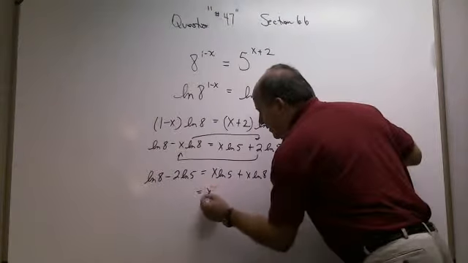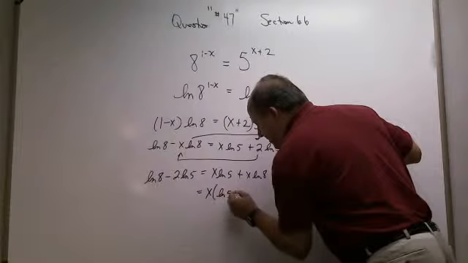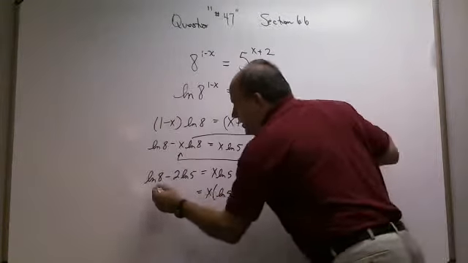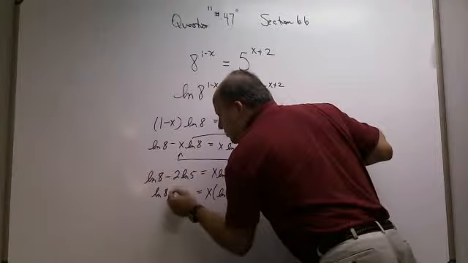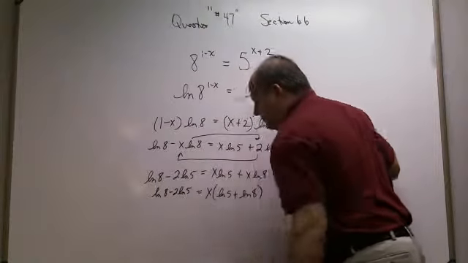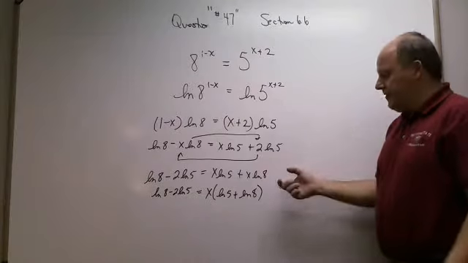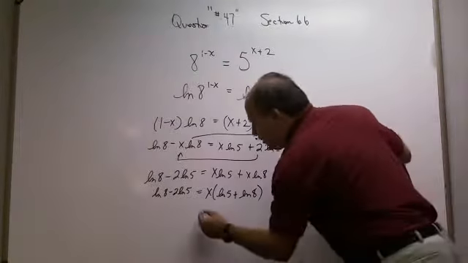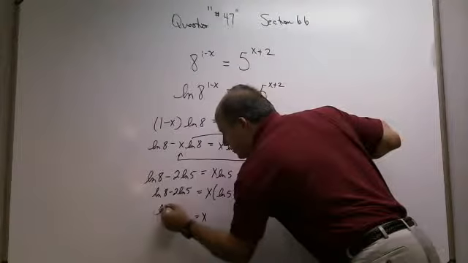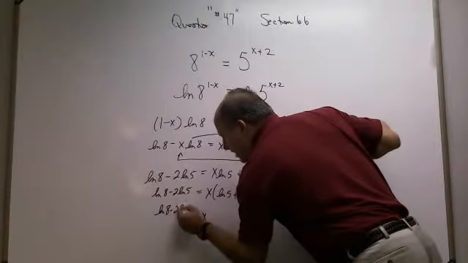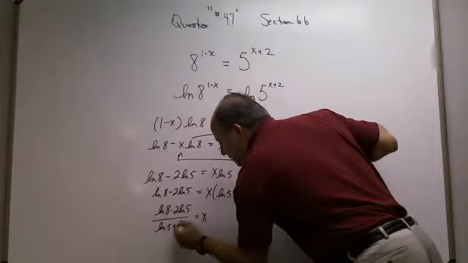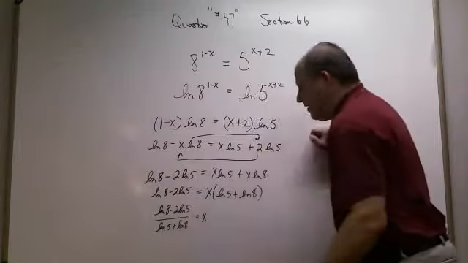So x times the natural log of 5 plus the natural log of 8 equals the natural log of 8 minus 2 natural log of 5. And so then to isolate the x, you divide by the quantity natural log of 5 plus the natural log of 8. So x is equal to the natural log of 8 minus 2 natural log of 5 over the natural log of 5 plus the natural log of 8.